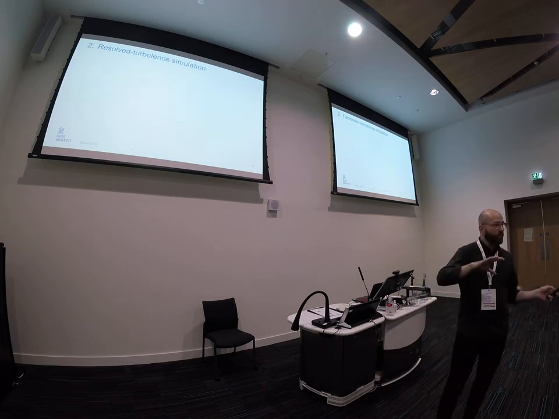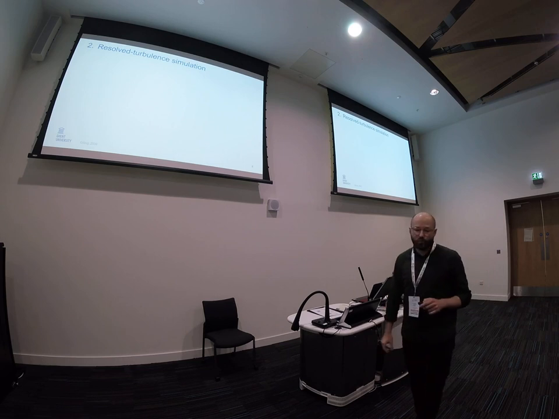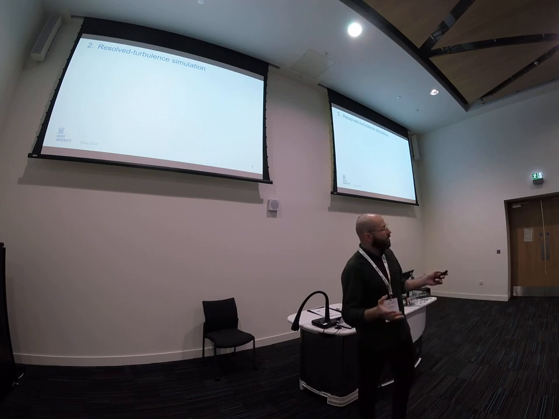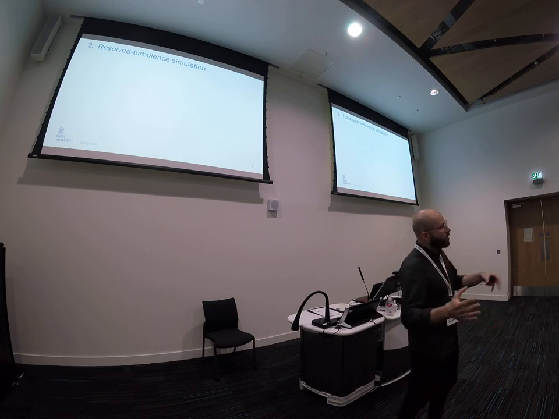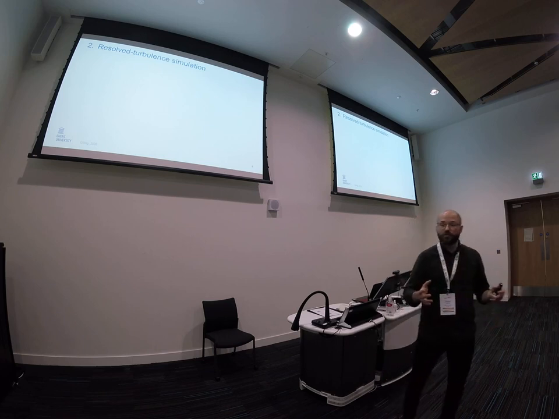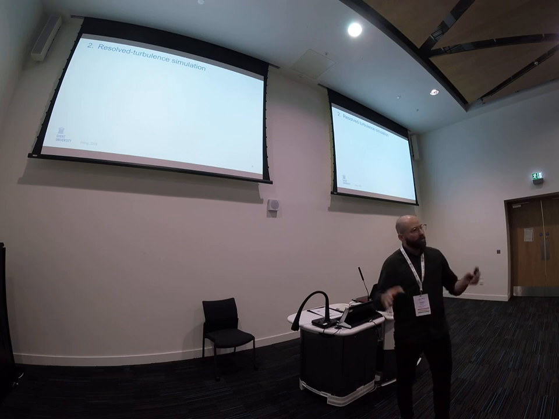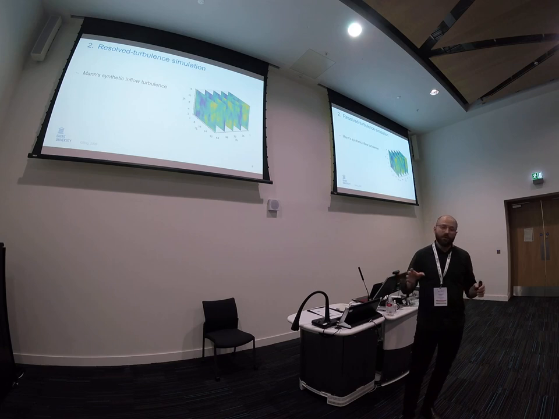This would be our first part. The second part would be the resolved turbulence simulations. What is typically done in LES is that we can use large precursor simulations that are able to capture lots of the different structures in the atmospheric boundary layer. Here in our work, we will choose a different approach where we generate turbulence using Mann's model.